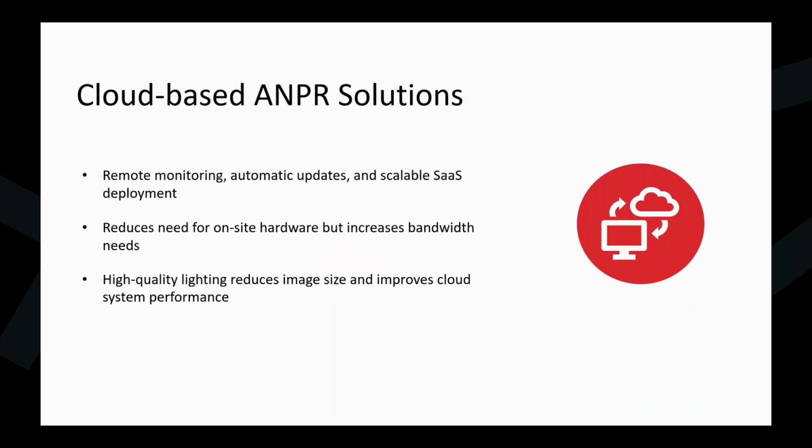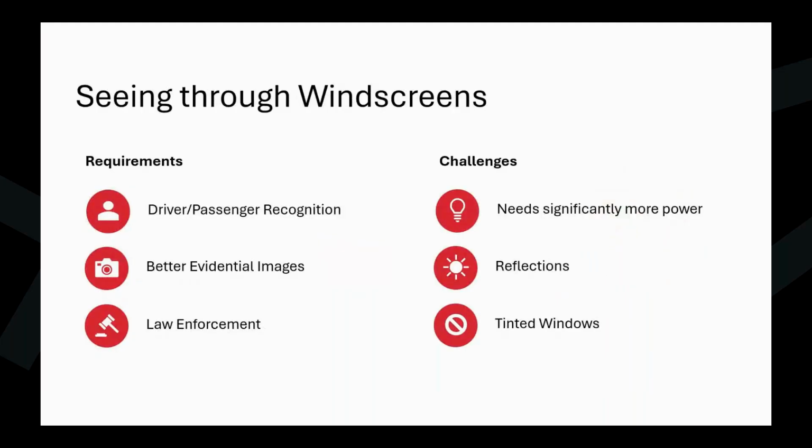Lastly, as mentioned, seeing through windscreens. Now, we've been attending Intertraffic for a number of years now, and when we first started going, it was very simply we need to capture number plates. Then over time, it became an issue of we need number plates and we need to be able to capture the make, model of the vehicle as well, color of the vehicle in some cases. Last couple of attendances, we've seen a massive uptick in the desire to be able to see inside of vehicles.